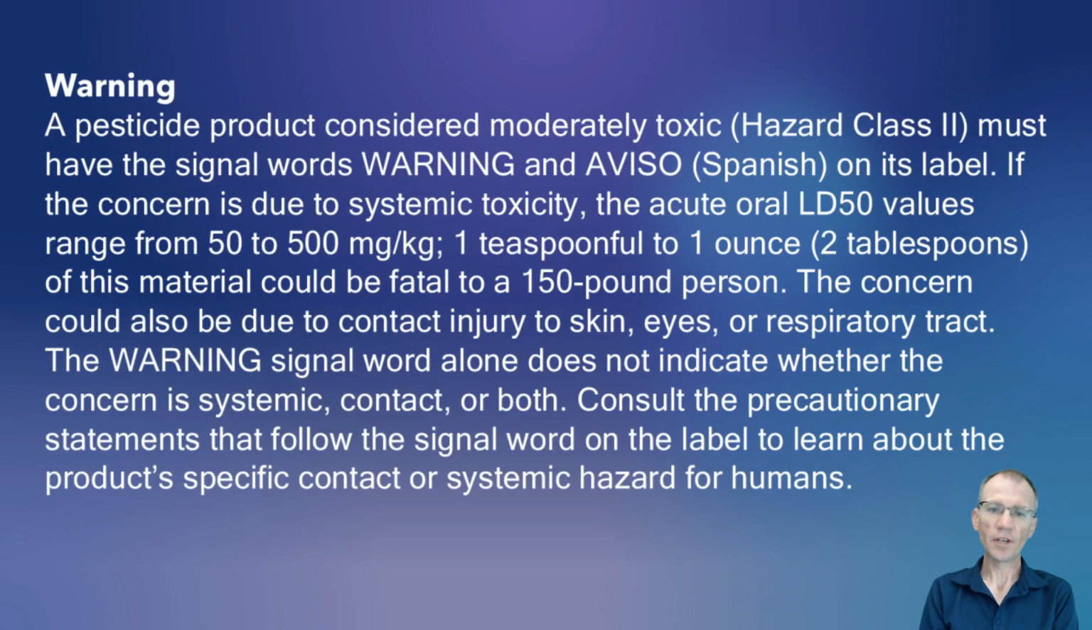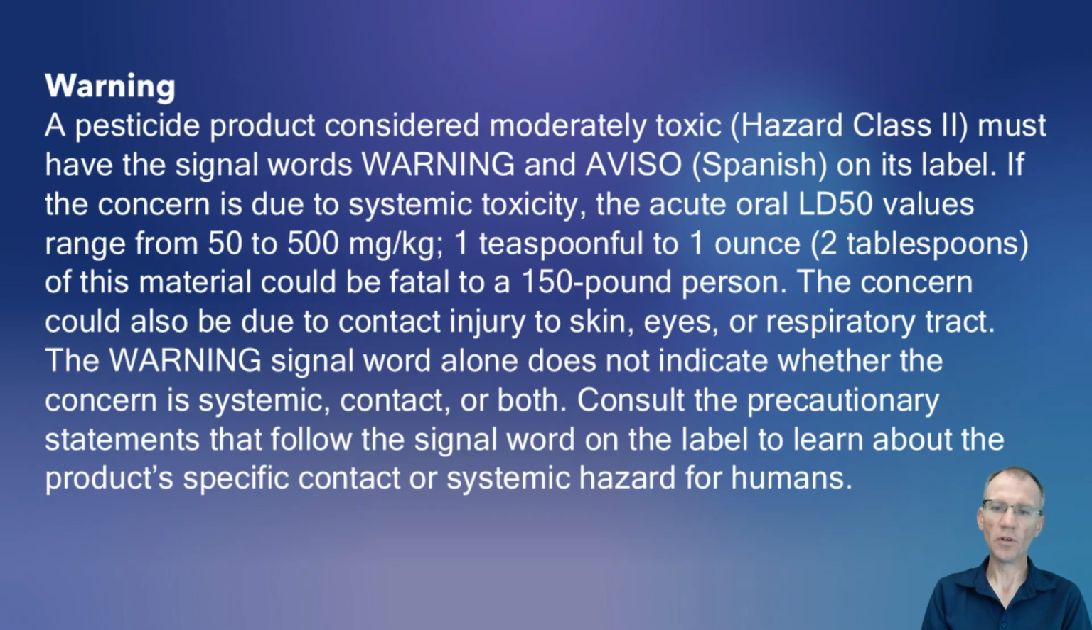Our next signal word is going to be warning. So we're going a little less toxic as we go down the chart. We started at the highest toxicity, and now we're going lower as we go through the signal words. Warning is for a pesticide product considered moderately toxic, hazard class 2, and it must have the signal words warning and aviso, for Spanish, on its label. If the concern is due to systemic toxicity, the acute oral LD50 values range from 50 to 500 milligrams per kilogram.